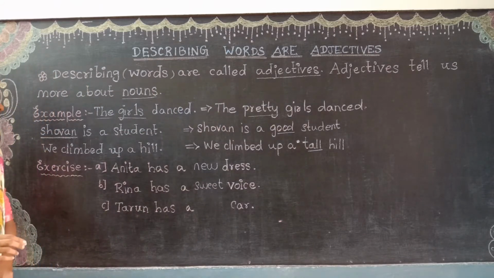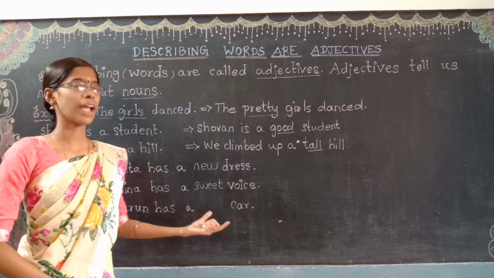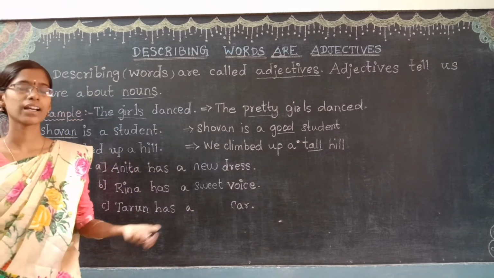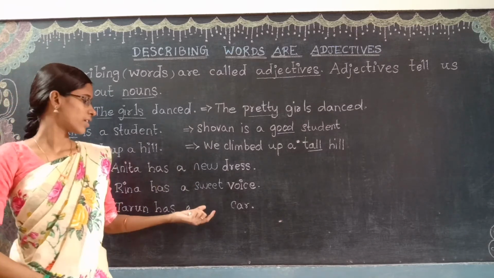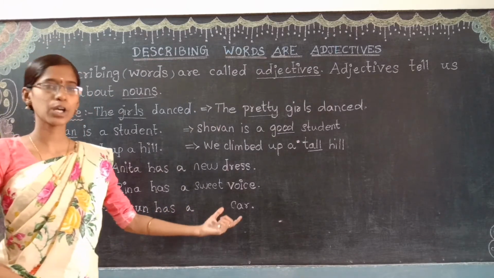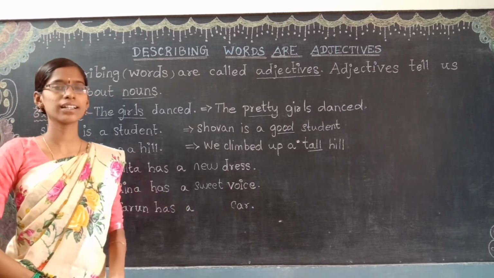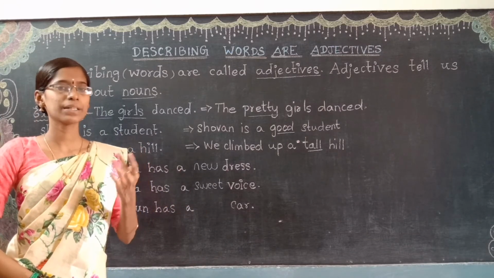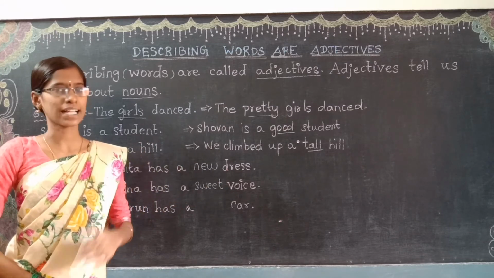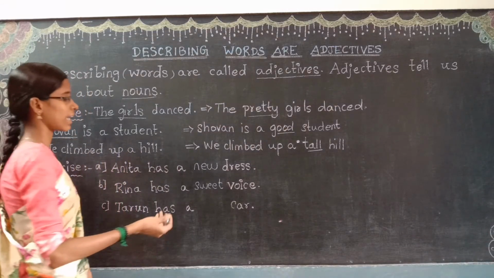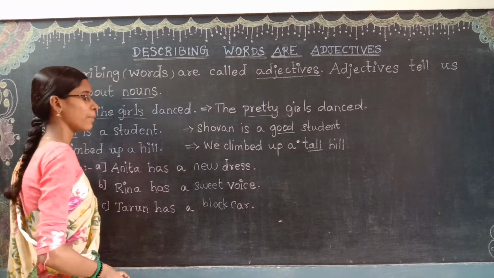Okay, now coming to the third one, Tarun has a dash car. Here we can say any color of the car, like he has a red color car, or black, or white, or anything. You can say like that. Tarun has a dash car because the color also represents or describes the noun. As I said earlier, the size or shape or even color describes the noun in a sentence, and which is commonly known as adjectives. Okay, so Tarun has a dash car, black car. Tarun has a black car.